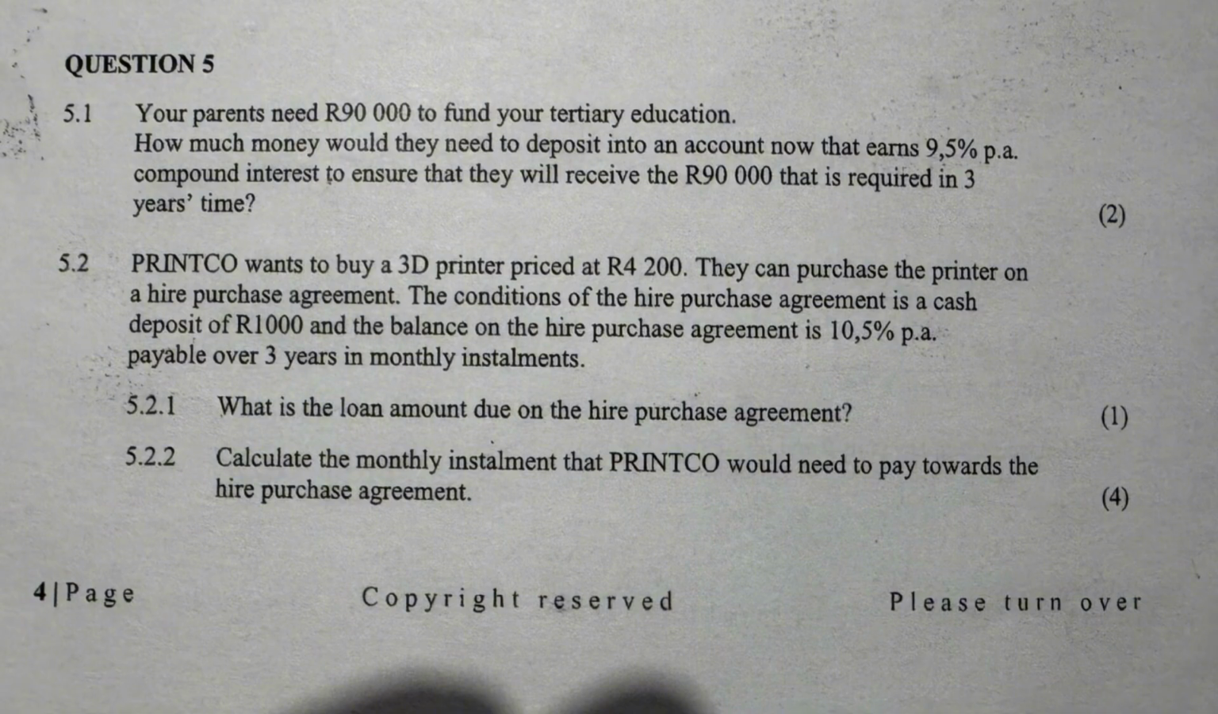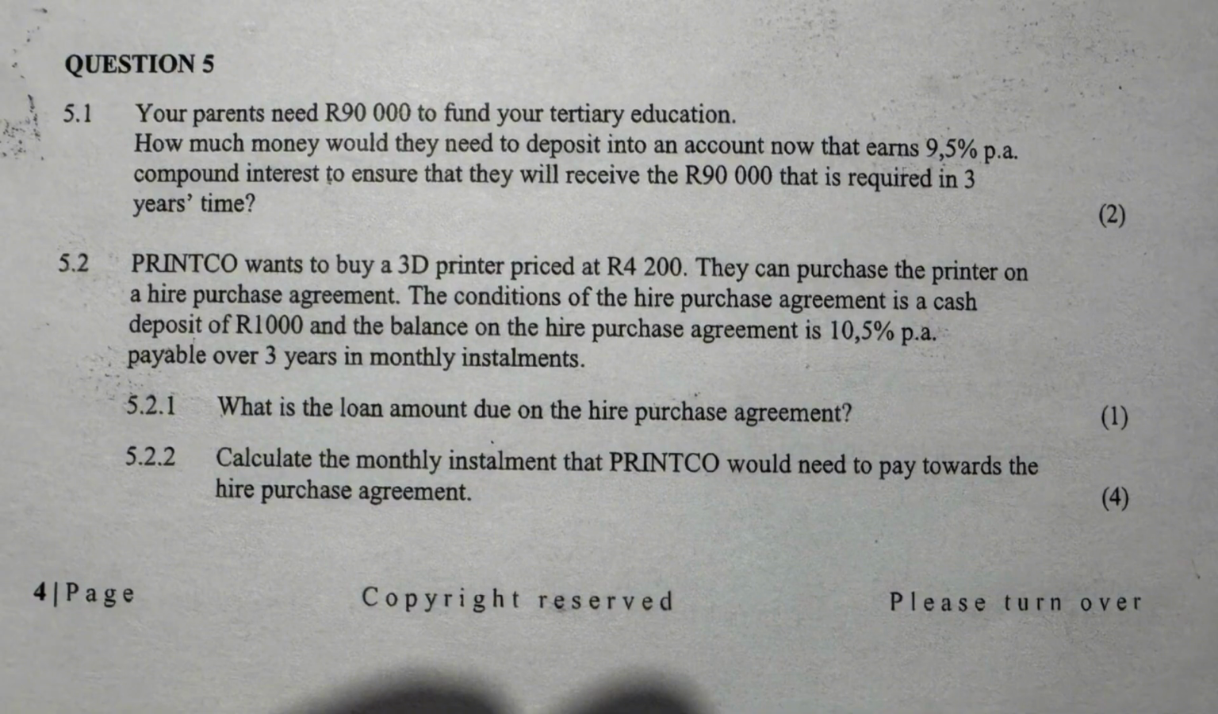Okay, so question 5. Question 5 says Printco wants to buy a 3D printer priced at 4,200 Rand. They can purchase the printer on a hire purchase agreement. That's very, very important. The conditions of the hire purchase agreement is a cash deposit of 1,000 Rand, and the balance on the hire purchase agreement is 10.5% per annum, payable over 3 years in monthly installments. 5.2.1. What is the loan amount due on the hire purchase agreement?